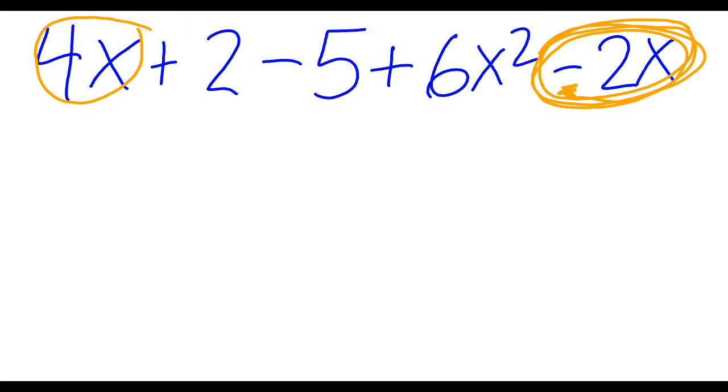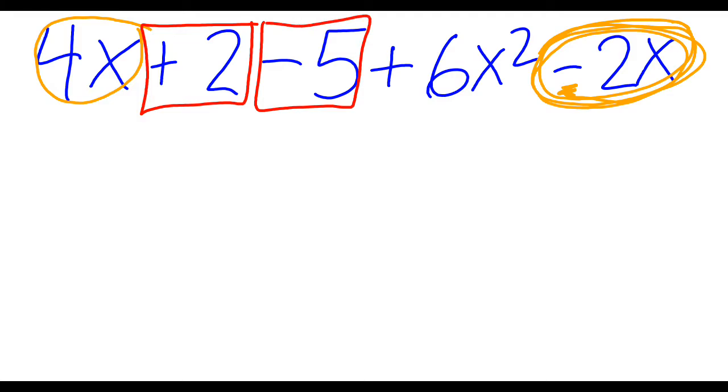All right, now I also see that I have some numbers that do not have any variables, and numbers without variables are common. They are like terms. All right, so I've also got plus 2, negative 5. They are like terms.